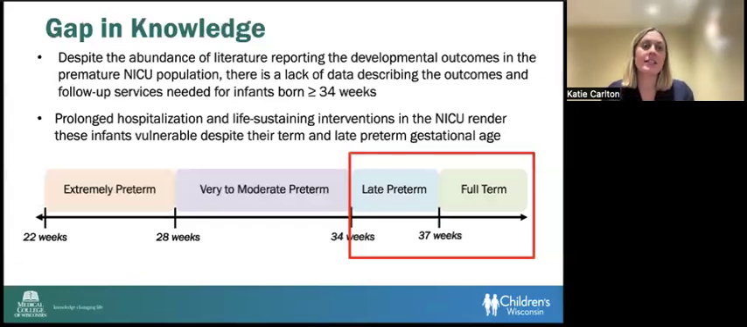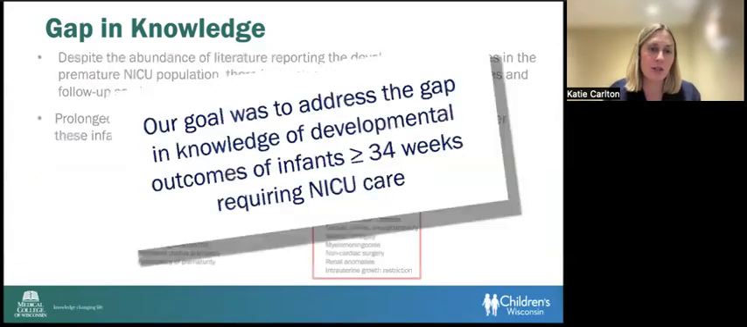There is a lack of data really looking at those patients who are born greater than or equal to 34 weeks. But we know that prolonged hospitalization and life-sustaining interventions that are done in the NICU render those infants vulnerable despite their term and late preterm gestational age. So our goal was to address the gap in knowledge of developmental outcomes of infants greater than or equal to 34 weeks, requiring NICU care.